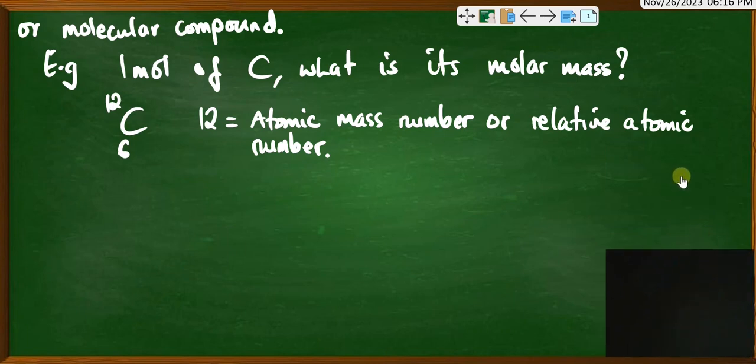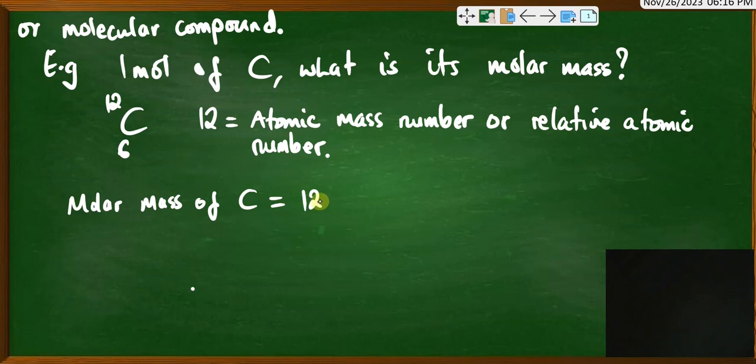All right, so since this statement we have put across there, it will mean that the molar mass of carbon is also equal to 12. Now, molar mass has units, which will be grams. You put the units as gram per mole.